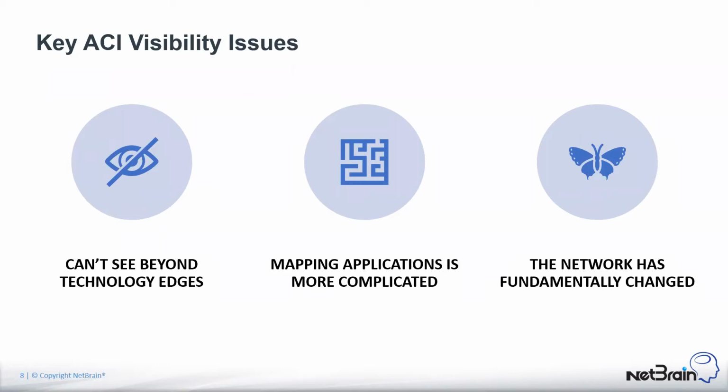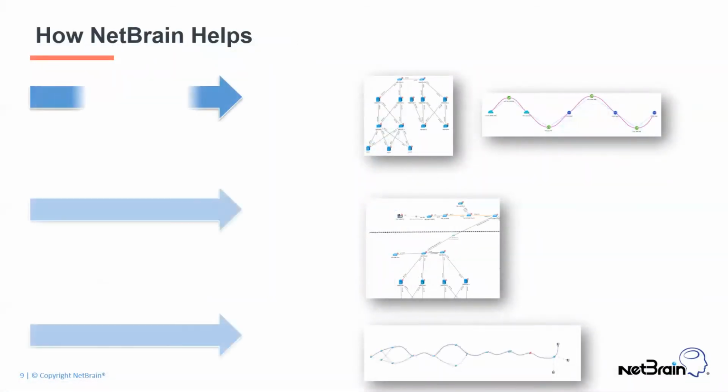Figuring out what dependencies your application crosses is definitely a more involved process. And the network is fundamentally changed, meaning you can't just go into the CLI of a specific device and then execute a few commands. Troubleshooting is different. Now, here's how NetBrain helps.